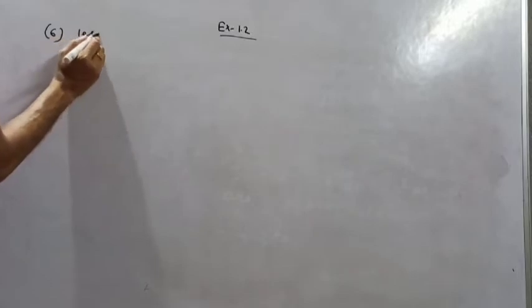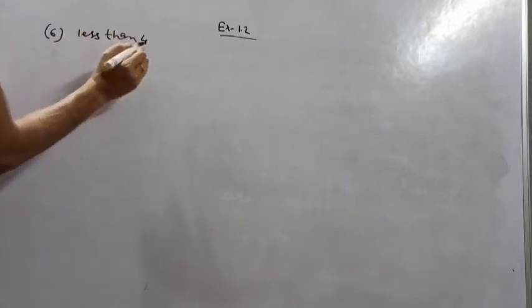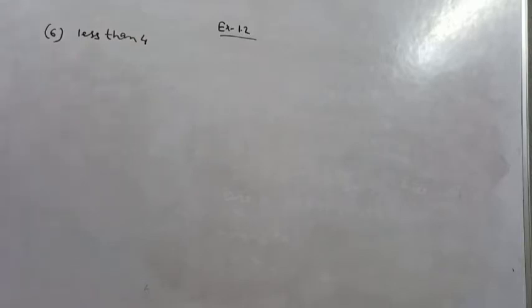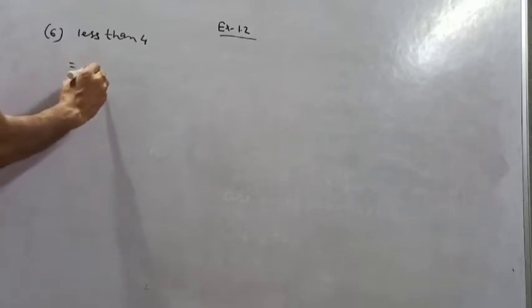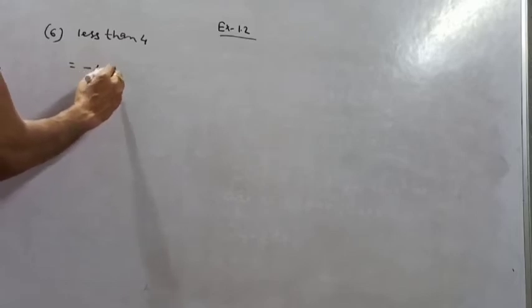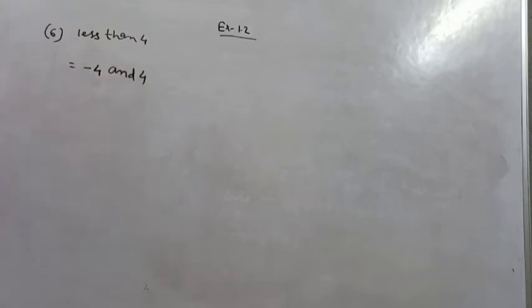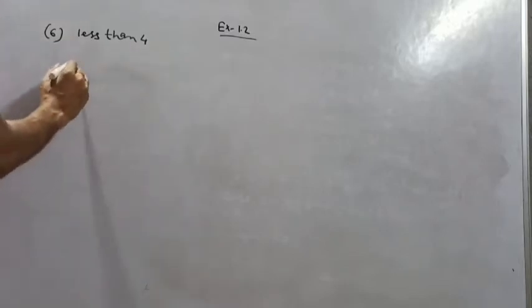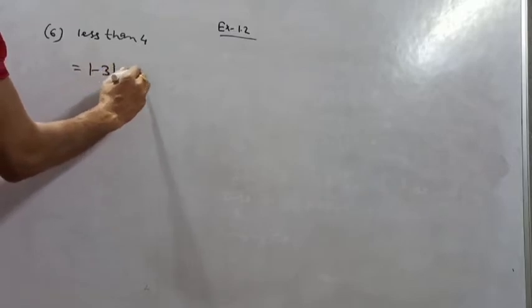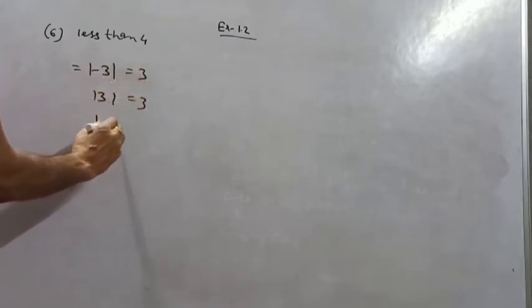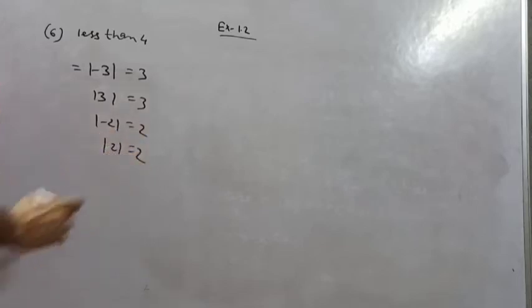Less than 4. Absolute value means without sign, neither positive nor negative, we need only the value. So less than 4 means between minus 4 and plus 4. Suppose minus 3, value is 3, plus 3, 3, minus 2, 2, plus 2, 2. So these are less than 4.